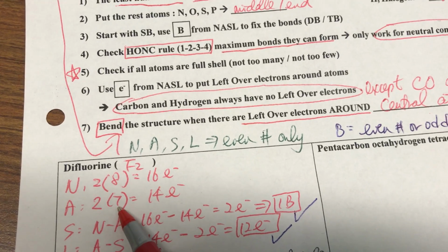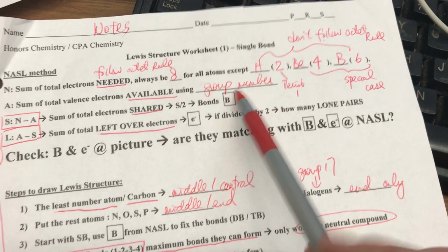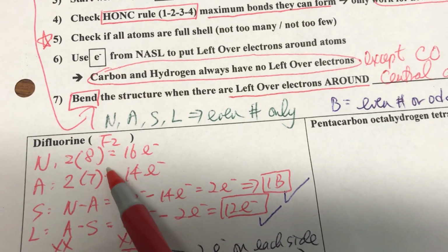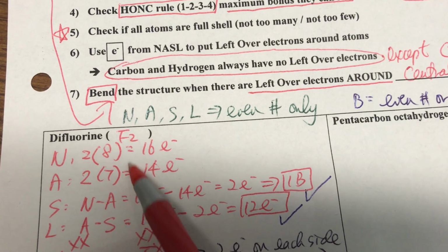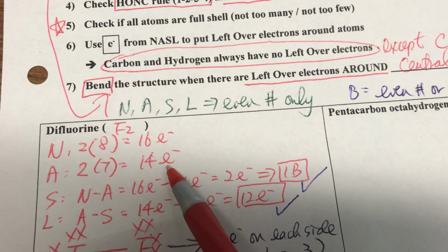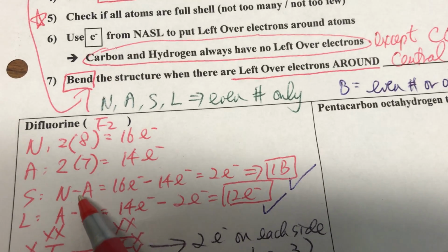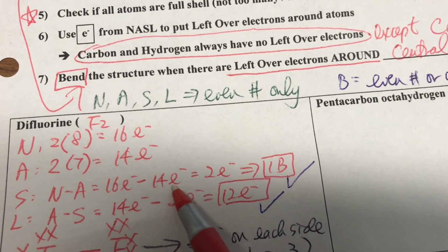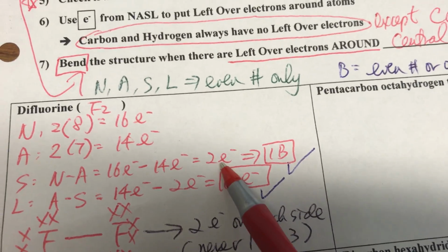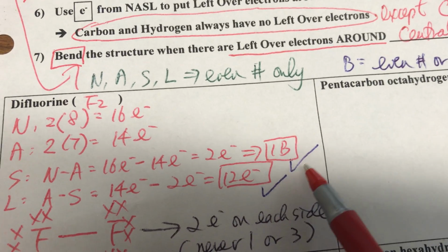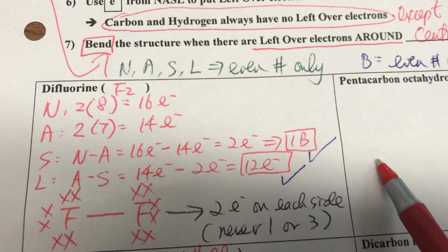And A is how many are available. That means we use the group number to figure it out. The group number for F is 17, so it's 7 valence electrons. So 2 times 7 is 14 electrons. And then the S, the formula is N minus A, so 16 electrons minus 14 electrons gives 2 electrons. If we have 2 electrons, we divide by 2, we get 1 bond, because 1 bond has 2 electrons.